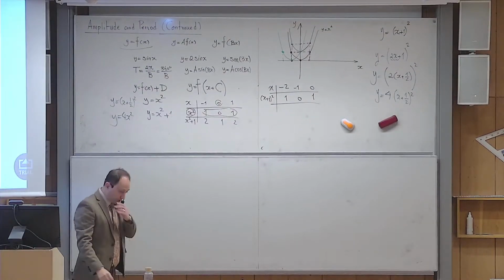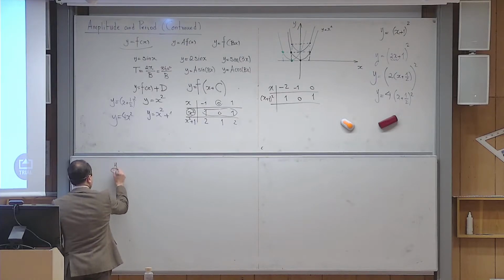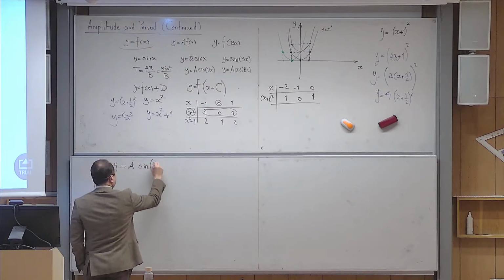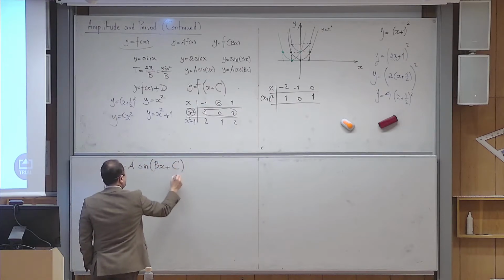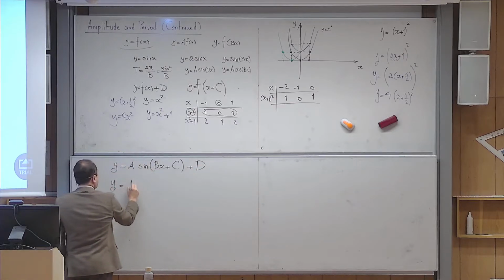Okay. So now, let us go back to talk about trigonometric functions, which is actually the important part of the lesson today. So these are the types of functions we want to understand. A sine(bx + c) + d, and I want to have the same thing for cosine.